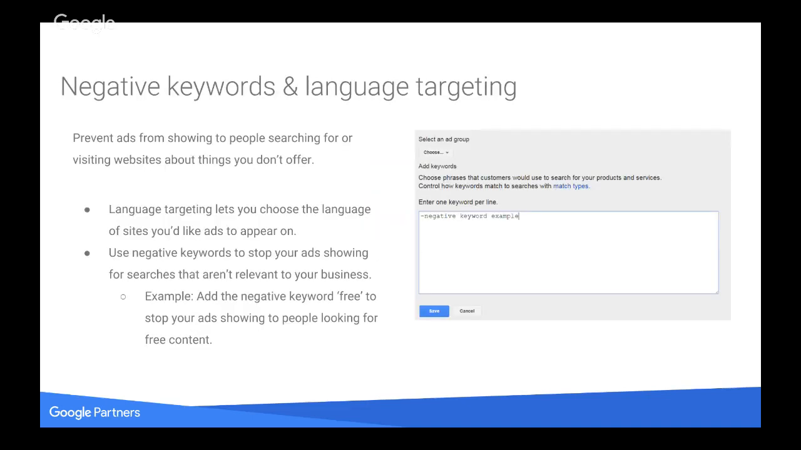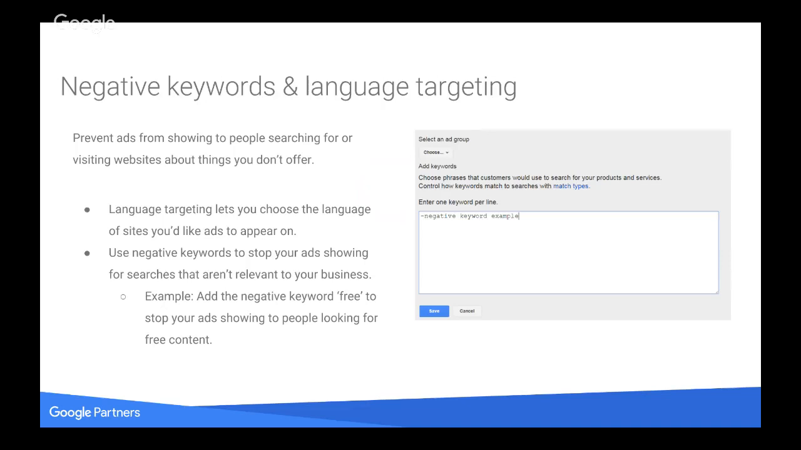Right. Negative keywords and language targeting. Now, these are largely used to prevent your ads from showing on websites that you don't really want to show up on or that are not relevant to your product at all. Say, for example, you sell wine glasses. You don't really want to be showing up on a website about eyewear just because the term glasses matches. So then you can add those in as negative keywords.